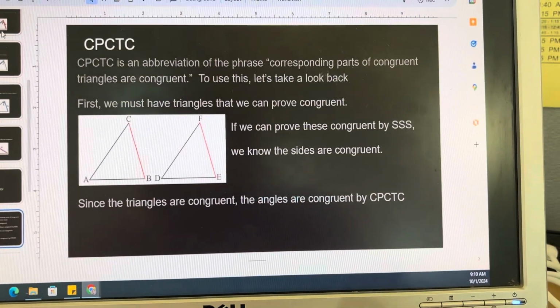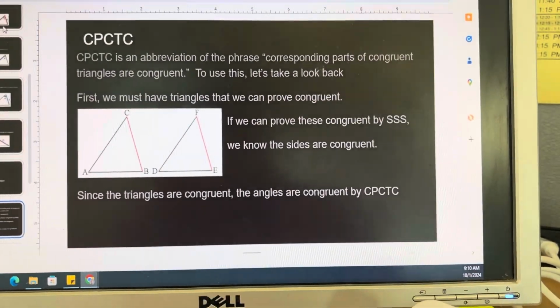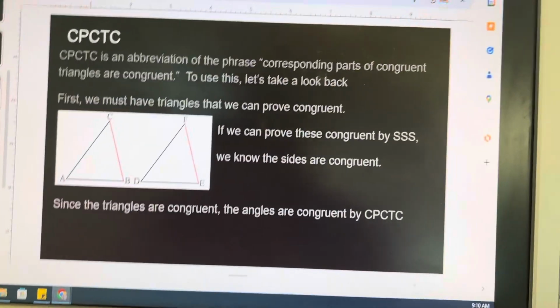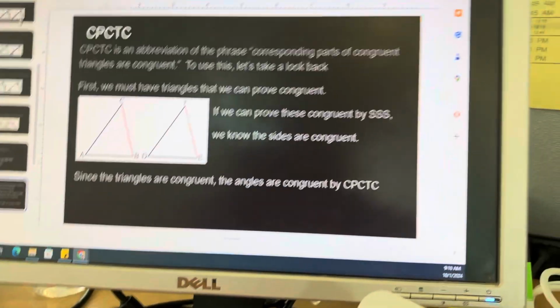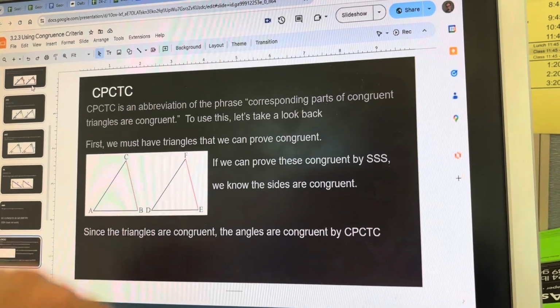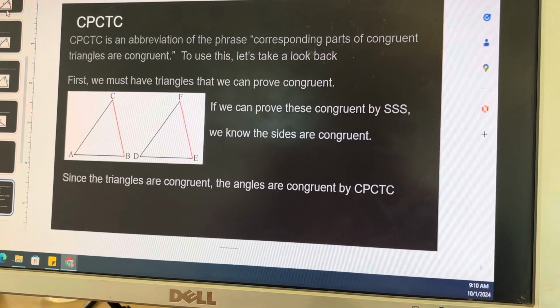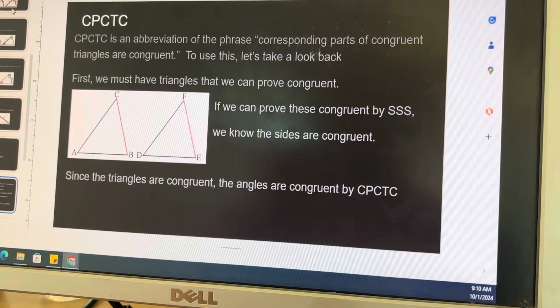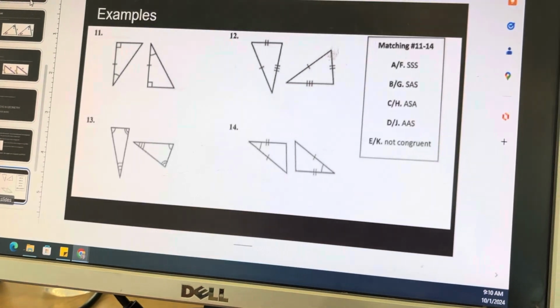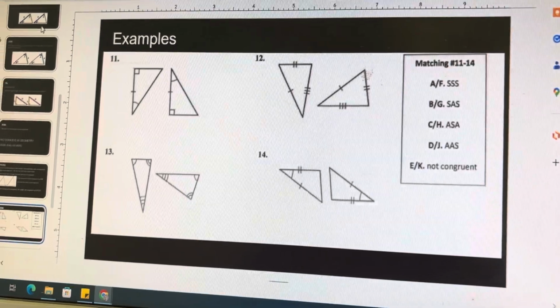Okay, then we have CPCTC. This is just a shortcut of saying we can work backwards. If we know that these are side, side, side, then we can say angle A is congruent to angle D because of CPCTC. Corresponding parts of those congruent triangles are going to be congruent. So we can use that in both directions.